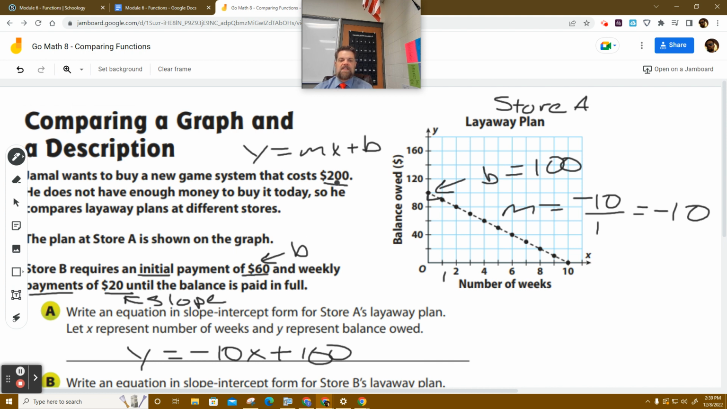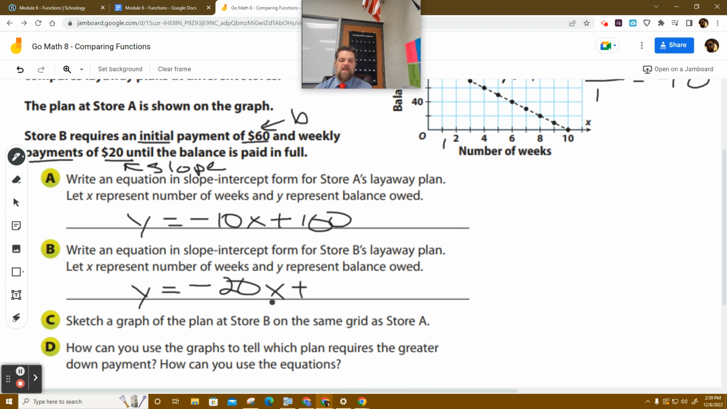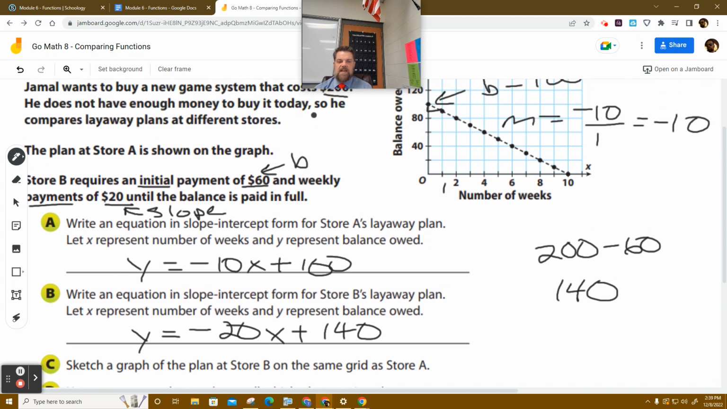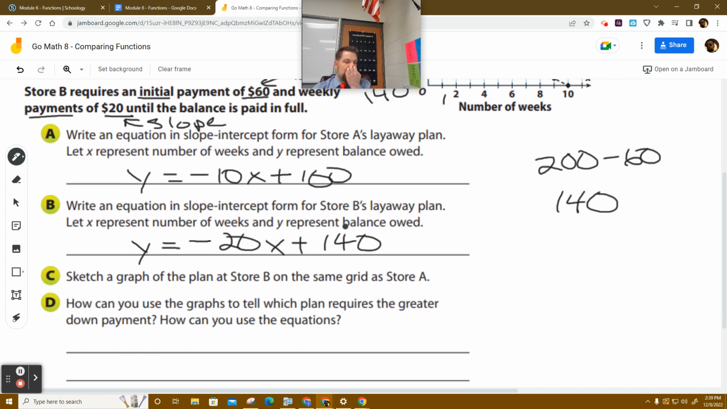So what's his balance at the very beginning after that first payment? It's going to be 200 minus the $60 payment. So his balance is going to be 140. So that's your initial payment. So his initial payment is 60, and let's write that here. So B will equal the 200 minus 60, which equals 140. Okay.